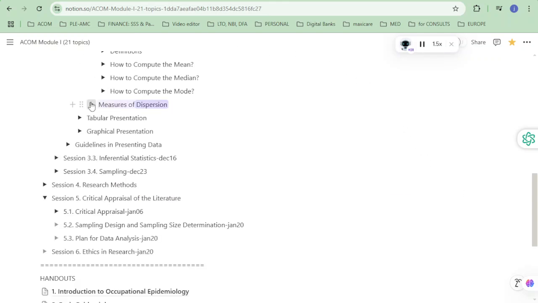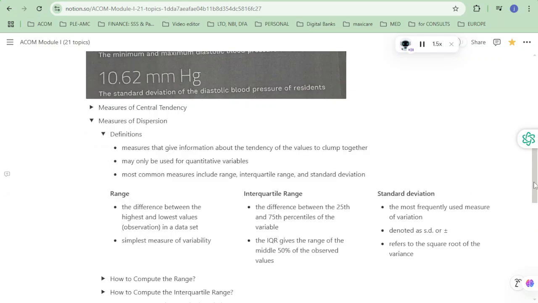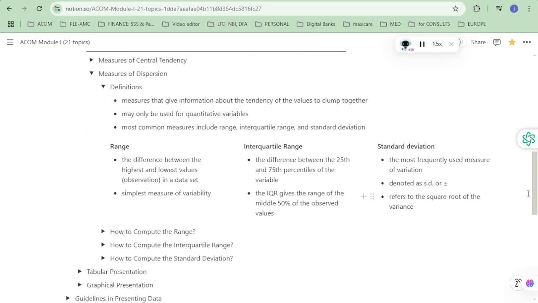Measures of dispersion. Definitions. Measures that give information about the tendency of the values to clump together. May only be used for quantitative variables. Most common measures include range, interquartile range, and standard deviation. Range. The difference between the highest and lowest values, observations, in a data set. Simplest measure of variability.